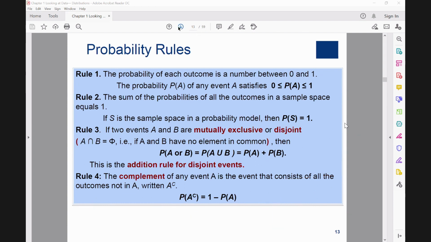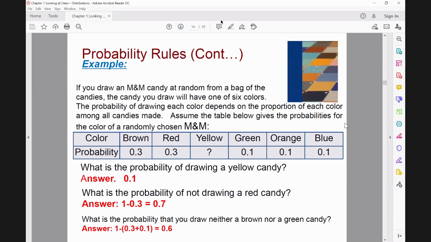Then these rules are useful. Here I have to use another way.